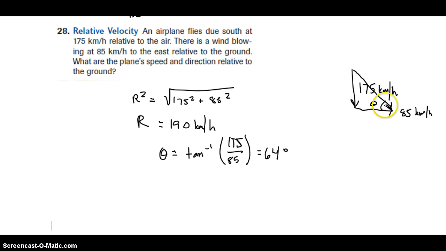But again, if we're looking at the angle from where it's directed, we know that these would kind of be alternate interior angles here. So this angle up here would also be 64 degrees, and we could say 64 degrees south of east, or if you want to take that off of 360, you could say 190 kilometers per hour at 296 degrees.